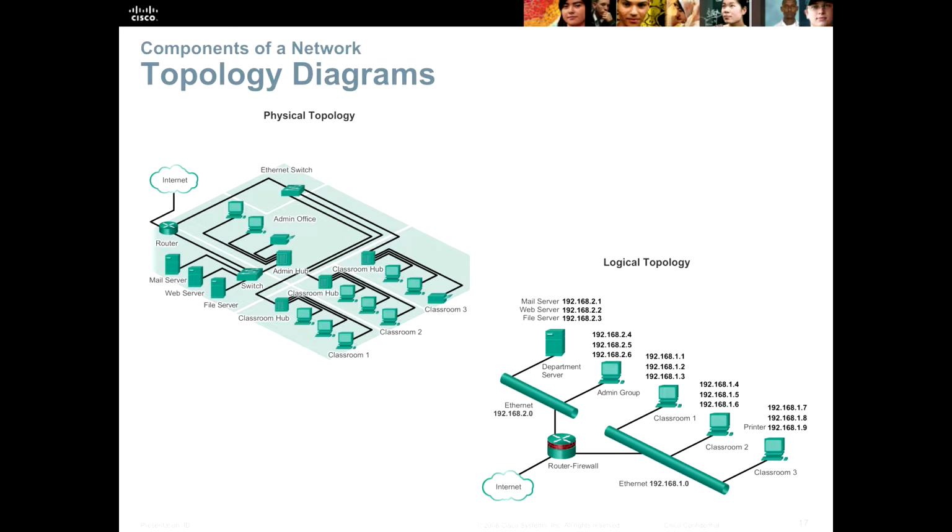Okay, so in a network, you have two different topologies. You have a physical topology and a logical topology. Every network, or every big company, has one. Your physical topology is basically like a map. It's a map, a layout of your buildings.